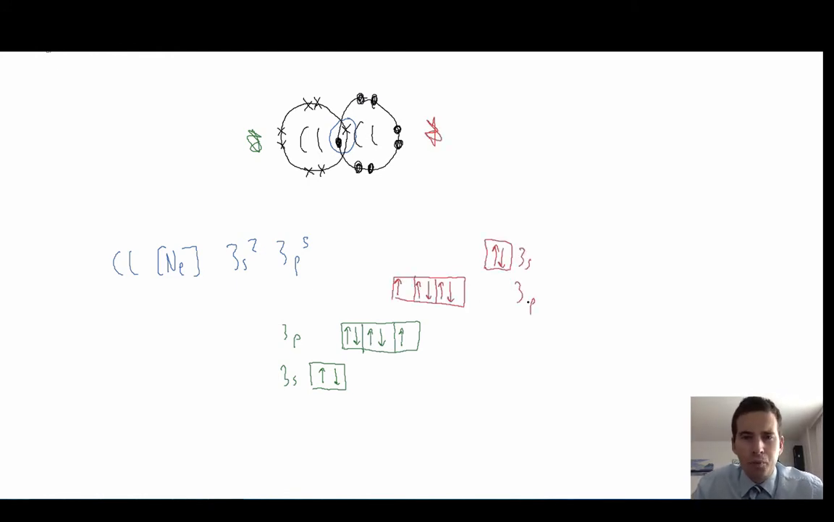Now I know we don't normally draw 3s on top of 3p. This goes against how much energy these levels have. But I'm just doing it to make it easier to explain the point I'm trying to make. Now you can see that each of these atoms has one orbital that is unpaired. So these orbitals need to be paired up for the element to have a full outer shell.